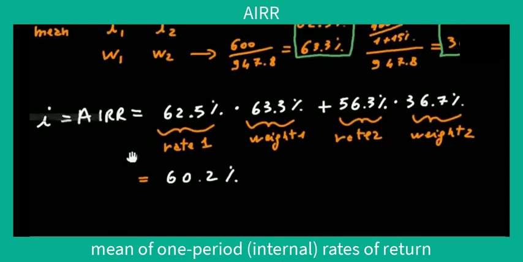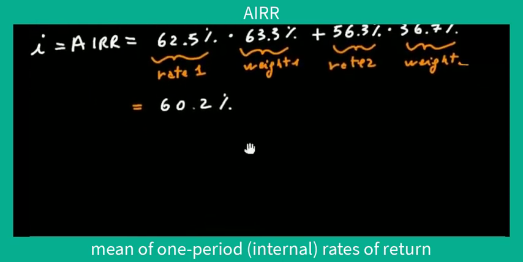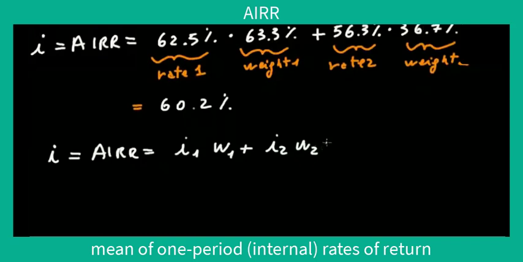More generally, when we deal with an n-period project, we can write that the rate of return of the project, the AIRR, is equal to the sum of the n holding period rates multiplied by the respective weights. The last summand is the last holding period rate multiplied by the last weight.